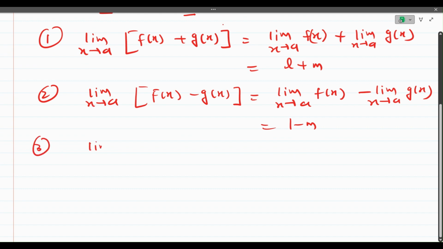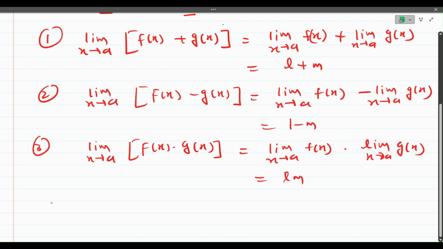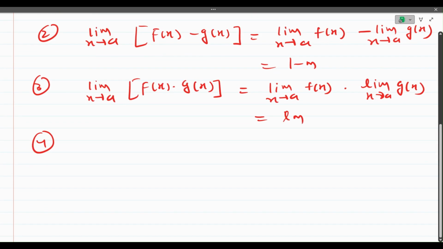Suppose the limit as x tends to a is of a product of two functions, f of x and g of x. According to the rule, we can write limit as x tends to a of f of x multiplied by limit as x tends to a of g of x. So first we can find the limits and then we can multiply. So it's LM.